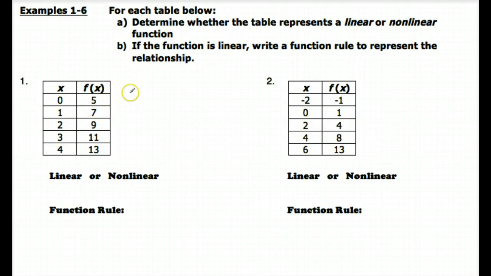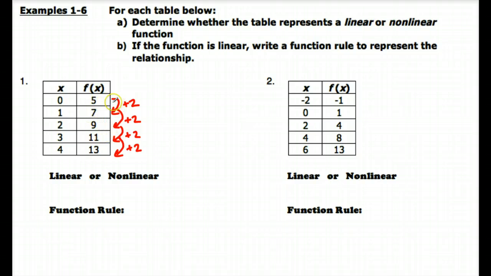So for number 1 here, we have ordered pairs of 0, 5, 1, 7, 2, 9, 3, 11, and 4, 13. I'm going to concentrate just on the y values first of all: 5, 7, 9, 11, 13. I'm going to ask myself, what is the change from each y value to the next? From 5 to 7, I'm adding 2. From 7 to 9, I'm adding 2. From 9 to 11, I'm adding 2. And from 11 to 13, I'm adding 2. So it would appear that the change in my y values is constant.